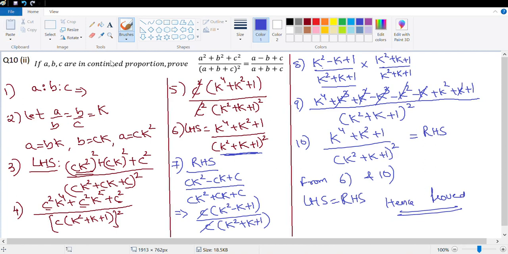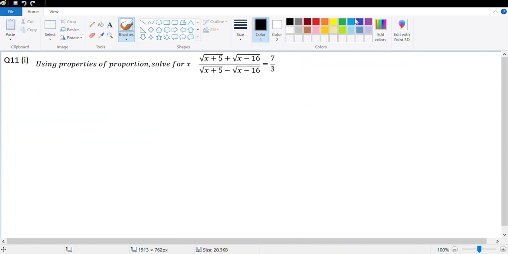The next question that we are doing is question number 11, part 1. It says using properties of proportion, solve for x. So we are not allowed to cross multiply because it's saying use properties of proportion. So number 1, using componendo and dividendo. Let's see what we get.